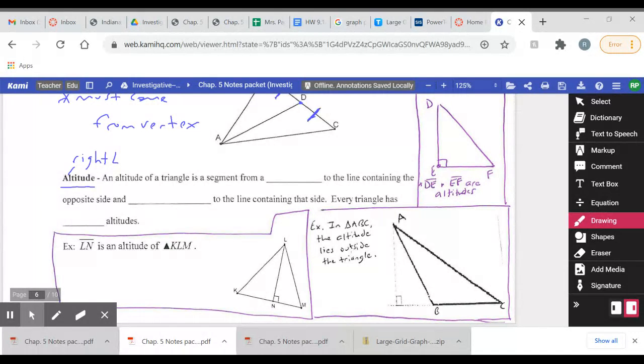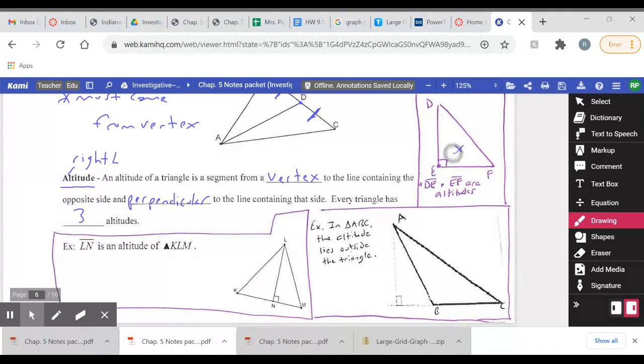Okay, which you can see in some of the pictures here. If we go and fill in the blanks first, it says an altitude of a triangle is a segment from a vertex to the line containing the opposite side and perpendicular to the line containing that side. Every triangle has 3 altitudes.